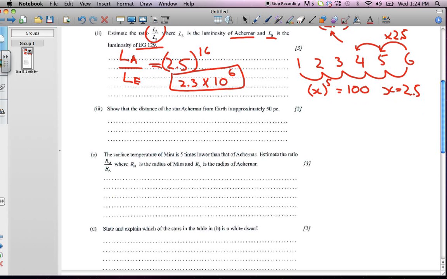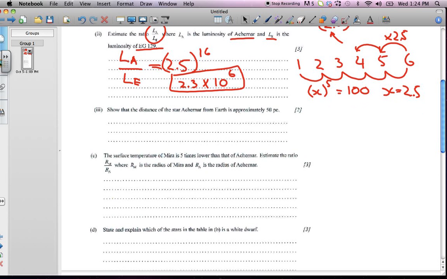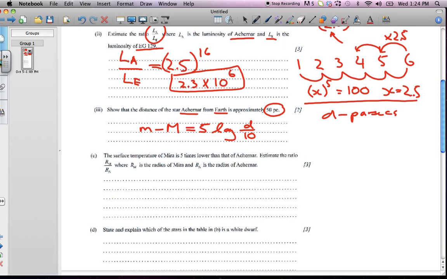Now it says, show that the distance of the star Acamar from the Earth is approximately 50 parsecs away. So we're going to use this formula over here, that m minus M is equal to 5 log of d over 10, where d is measured in parsecs. So we've got that situation there. If I rearrange this formula, I'm actually wanting to work out this d.